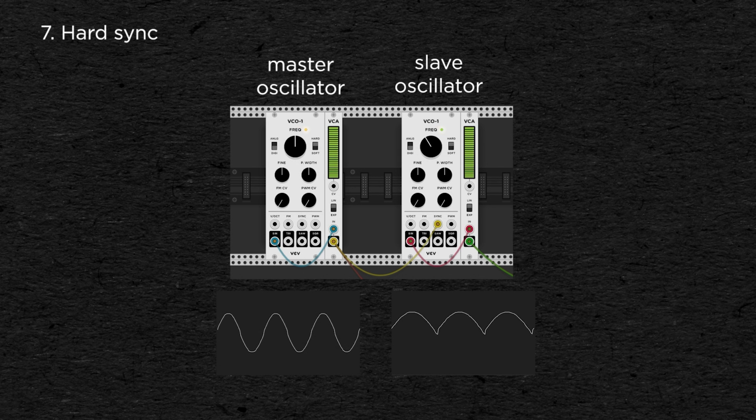Last thing to keep in mind with hard sync is if the slave oscillator is tuned to a lower frequency than the master oscillator, it will be forced to repeat before it completes an entire cycle. And if it is tuned to a higher frequency, the slave oscillator's waveform will be re-triggered after one or a few complete cycles. And this can give the impression that two notes are playing at the same time. So if you sweep the tuning of the slave oscillator, you will actually hear kind of a harmonic series.